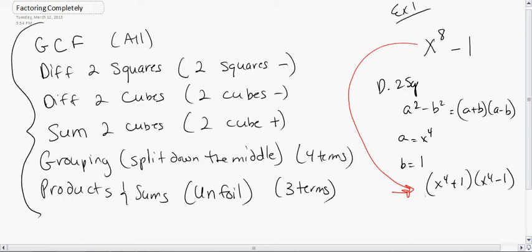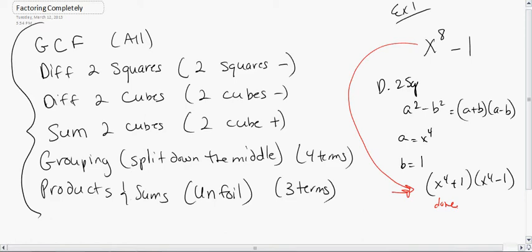Let's just take a look to see if we're done yet. All right, x to the 4th plus 1. Well, I know there's no greatest common factor. There's not going to be any that suddenly appear. It's not the difference of anything, so it's not the difference of two squares or of cubes. Is it the sum of two cubes? Well, no, 4 is not divisible by 3, so it's not the sum of two cubes. I need 4 terms for grouping, which I don't have. I need 3 terms for unfoiling, which I don't have. So x to the 4th plus 1 is done. This one is done.